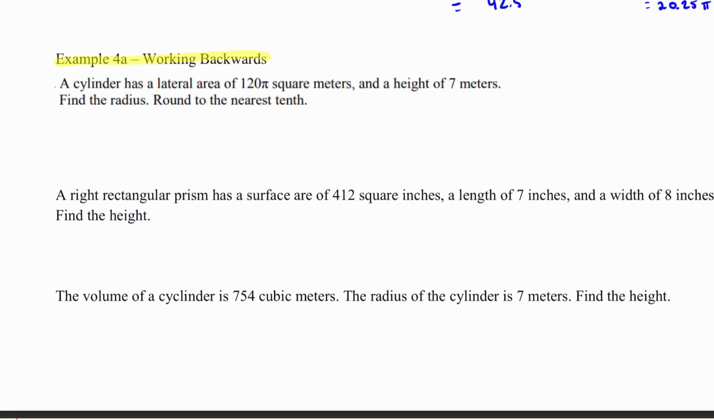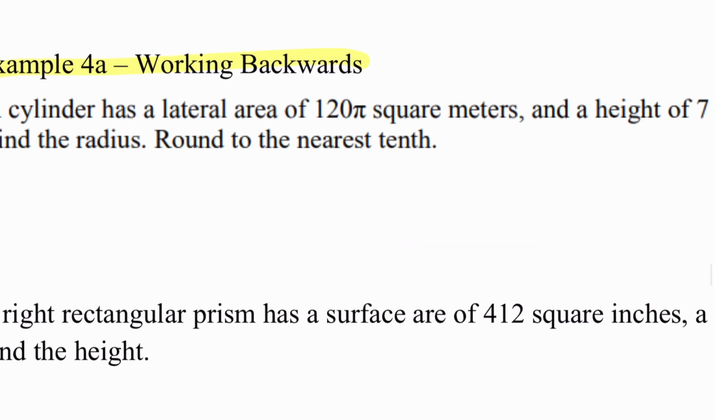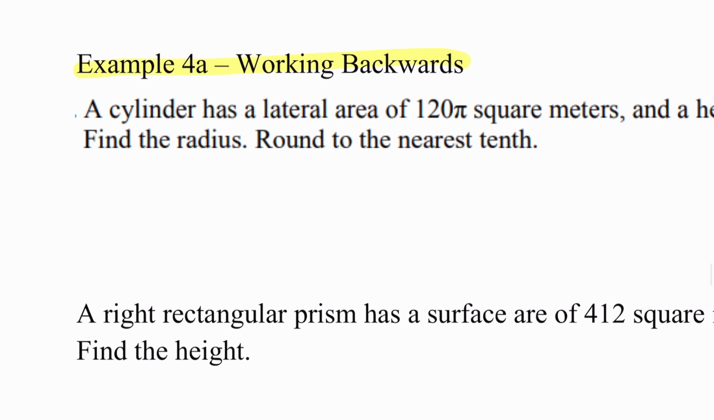Now what we're going to be doing is working backwards. So here's some working backwards problems. A cylinder has a lateral area of 120 pi square meters and a height of 7 meters. Find the radius, round to the nearest tenth. So the lateral area of any prism is the perimeter times the height.